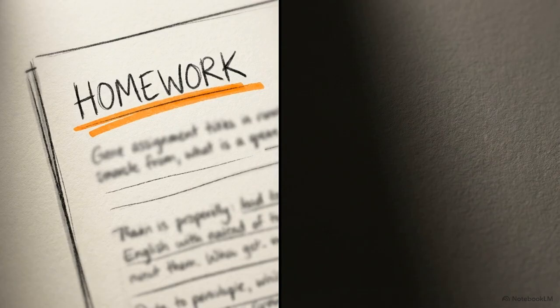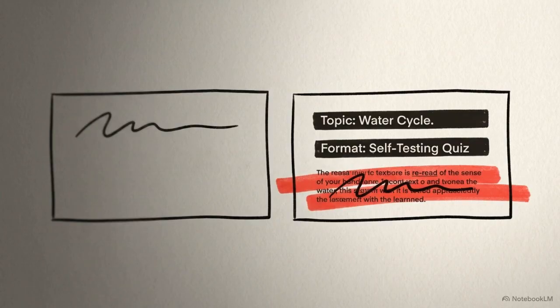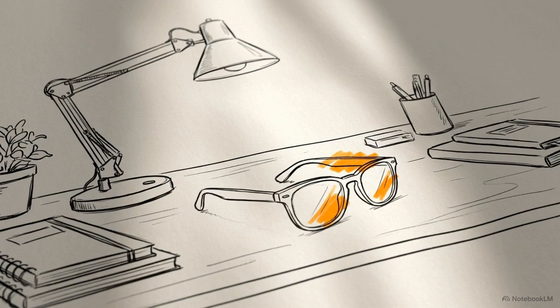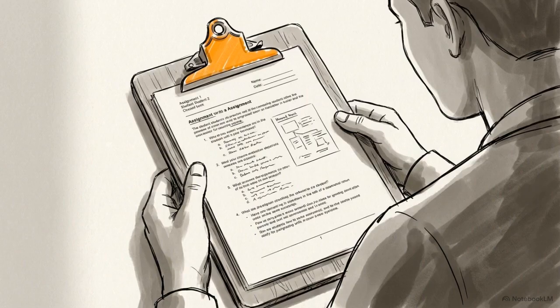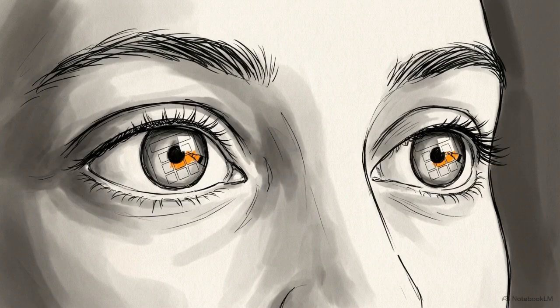Take a look at this split-screen comparison. On the left is a vague instruction, Review Chapter 3. On the right is a highly explicit header, Topic, Water Cycle, Format, Self-Testing Quiz, with the instruction to reread intentionally crossed out. The real test here is instant clarity. A student should be able to glance at the top of the page and immediately know exactly what they are studying and how they are expected to do it.